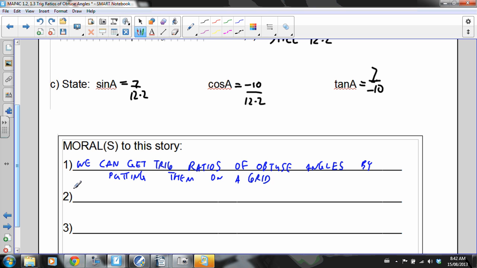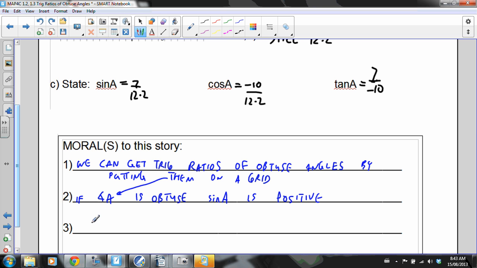Number 2, if angle A, and that's what we're talking about, is obtuse, remember that means more than 90, the sine of A is positive, right? And we saw that in the investigation and in this example up here, right? A was 145 degrees, and the sine is a positive number.